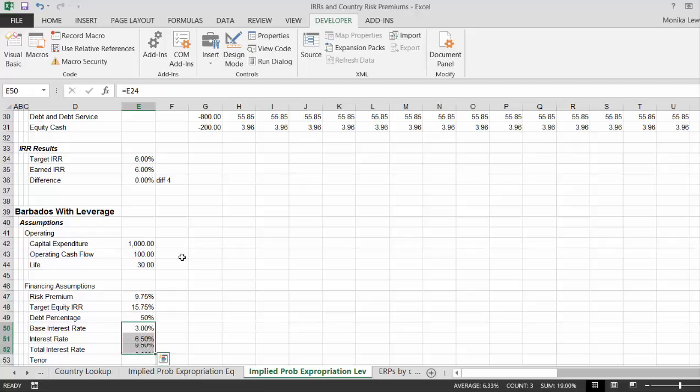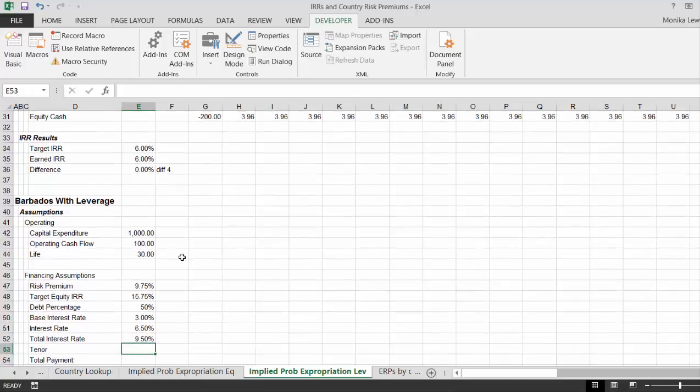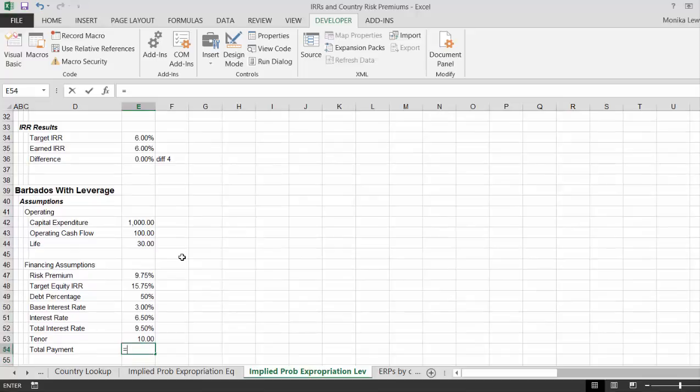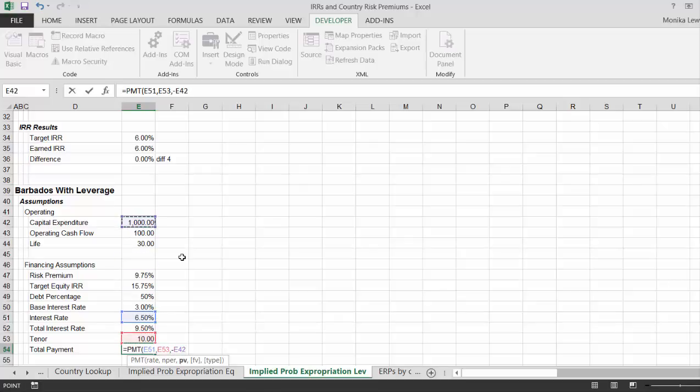Select these, alter these. Now the other thing is the tenor is probably going to be a lot shorter. So let's put a 10-year tenor instead of a long-term one. Shift 3, Shift 10, and then our total payment is PMT, and our rate is our interest rate, and our periods are the tenor, and then we put a minus on the capex times the year.